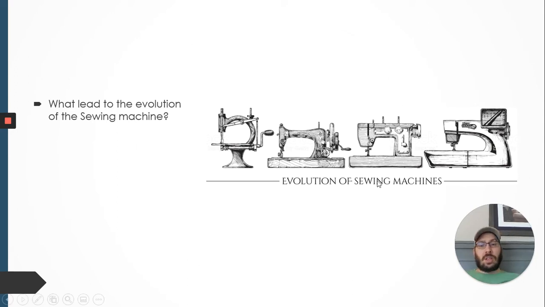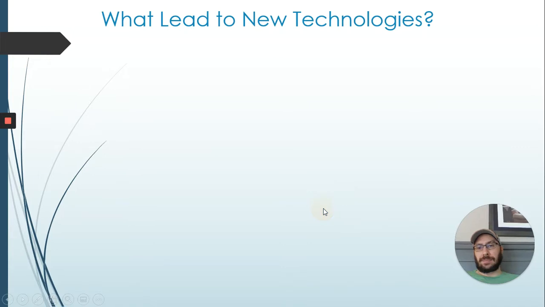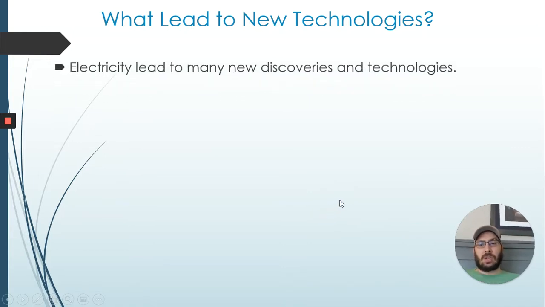Okay, so technology. Technology is obviously what led to the evolution of the sewing machine. And especially with this one, the big technology was electricity. Okay, so what led to new technologies and electricity? Electricity is one of the big things that led to a whole bunch of new discoveries in technology.